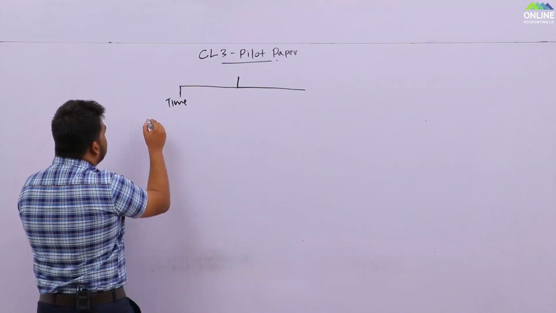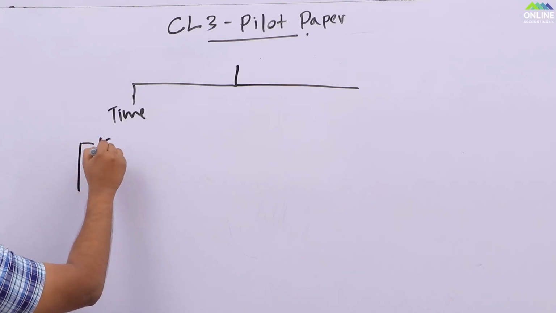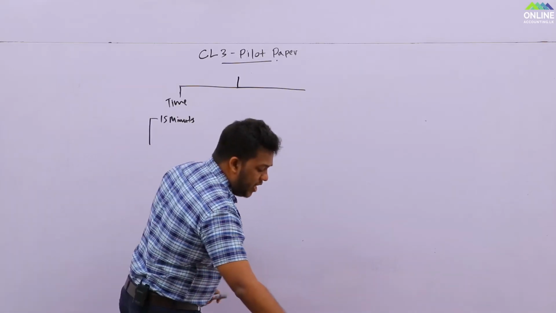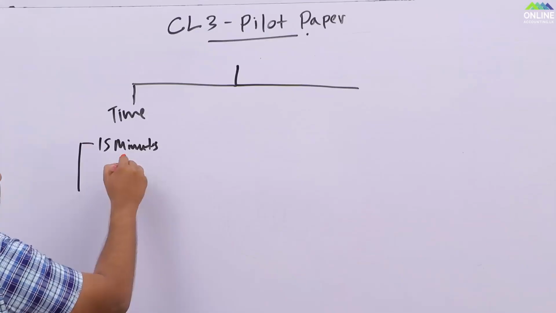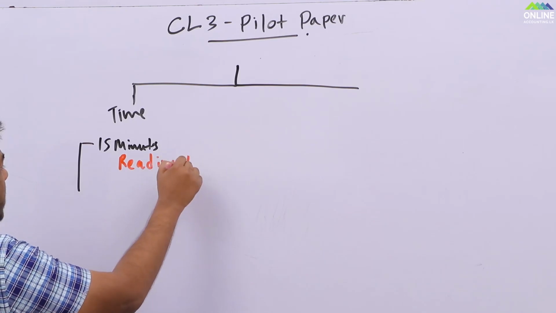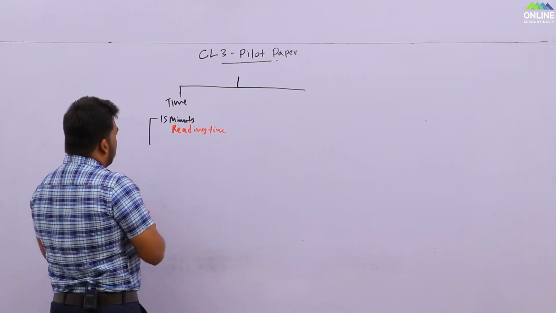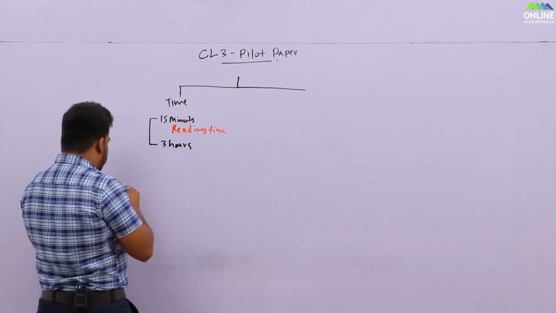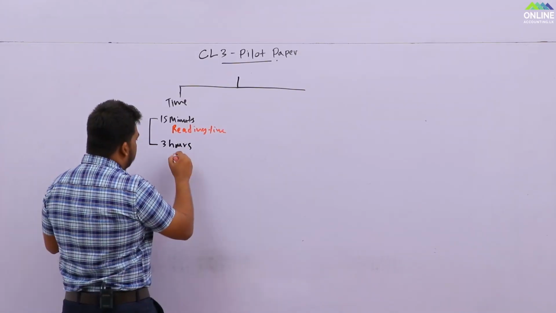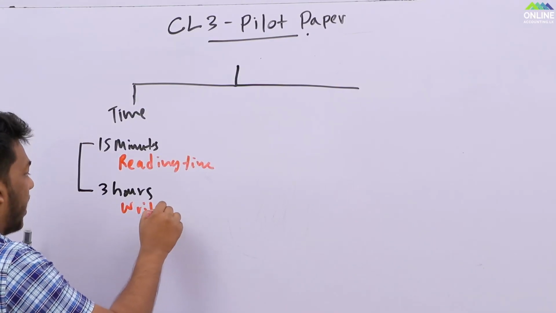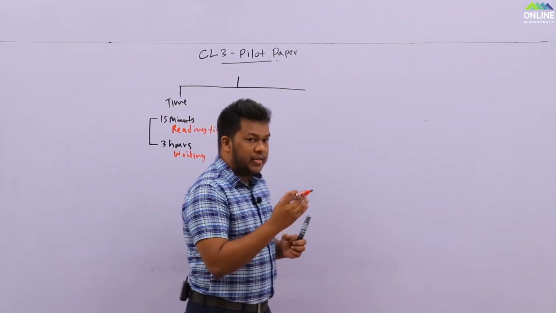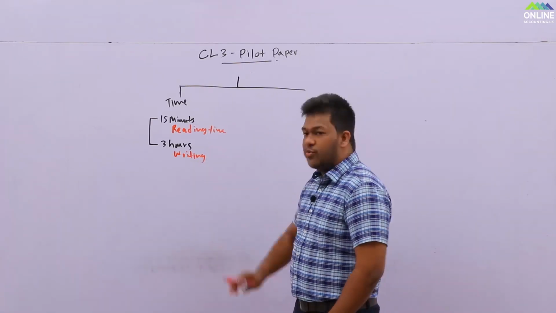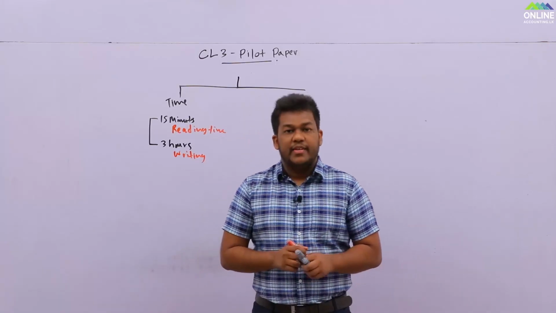For the paper, you have 15 minutes. 15 minutes for what? 15 minutes to read. Reading time is 15 minutes. And then you have 3 hours. 3 hours for what? That is for writing, and thinking logically, imagining you remember everything, whatever else you have to do within 3 hours, right?